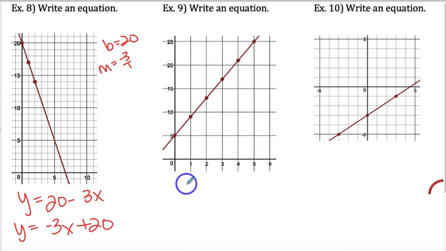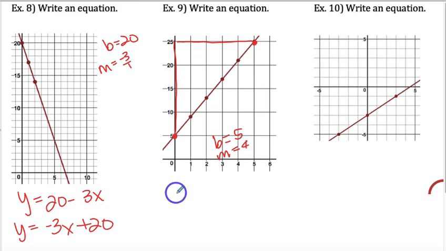On example number 9, I have a starting point of 5, and another perfect corner doesn't occur until up here at the ordered pair 5, 25. So my y-intercept is 5. Now I need to calculate my slope. I'm scaling by 5s here. So if I calculate the rise up to that perfect grid point, 5, 10, 15, 20, and I'm running 5, 20 divided by 5 is 4.